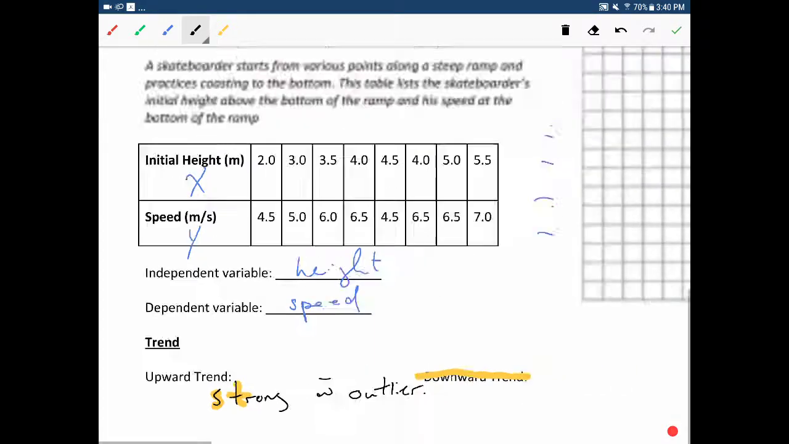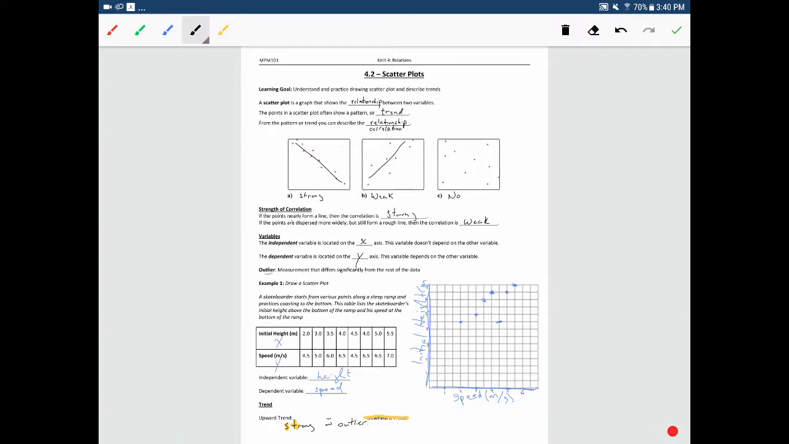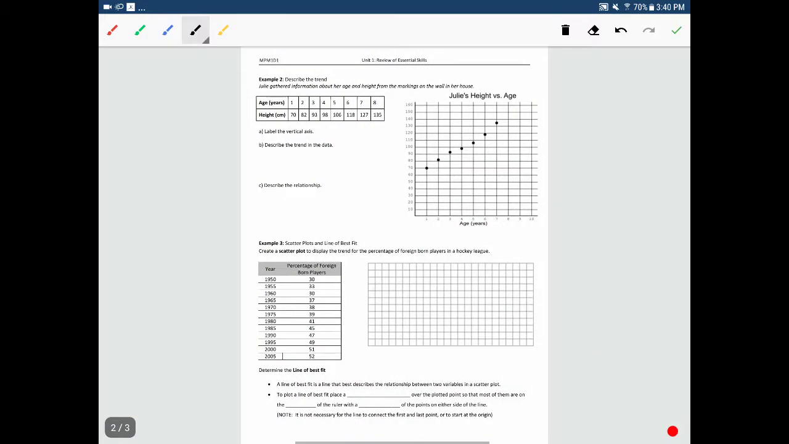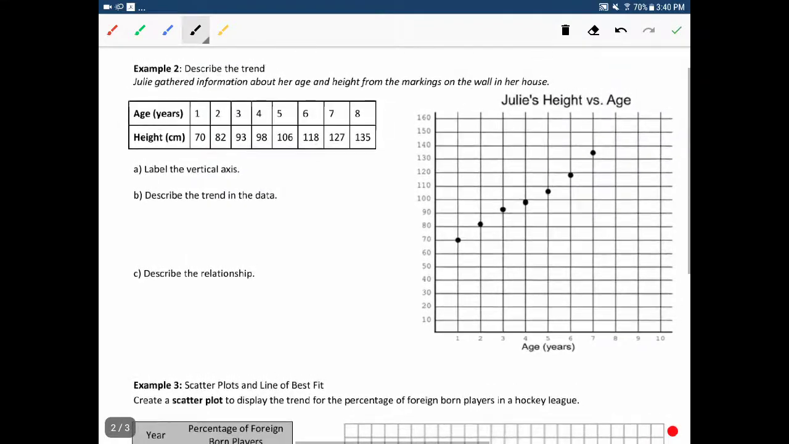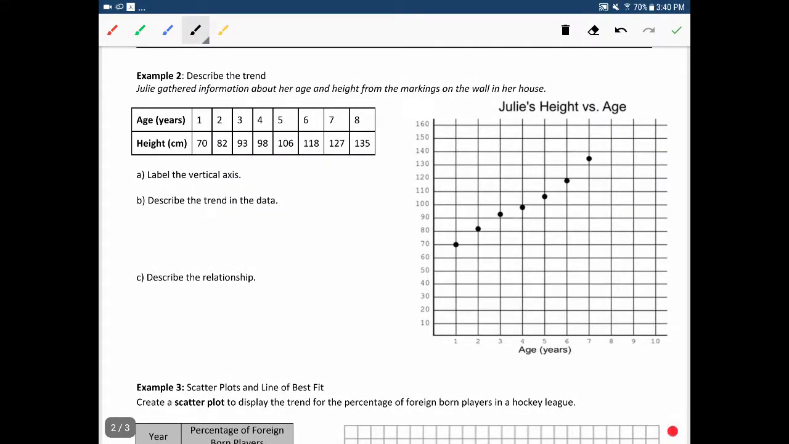All right, so there we go. All right, so let's jump over to the next page. And we've got another question here with Julie's height and age. So Julie gathered information about her age and her height from the markings on the wall of her house.